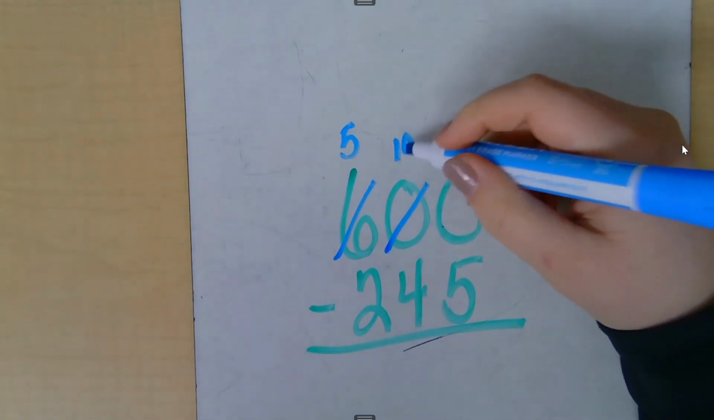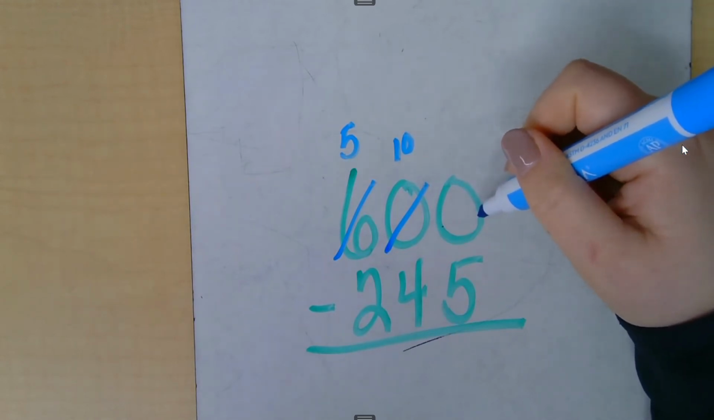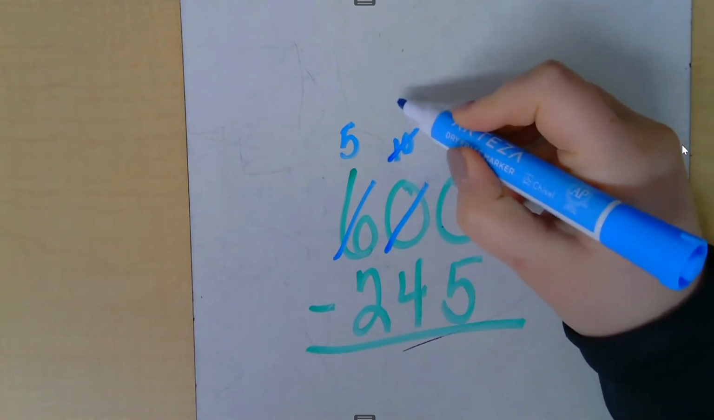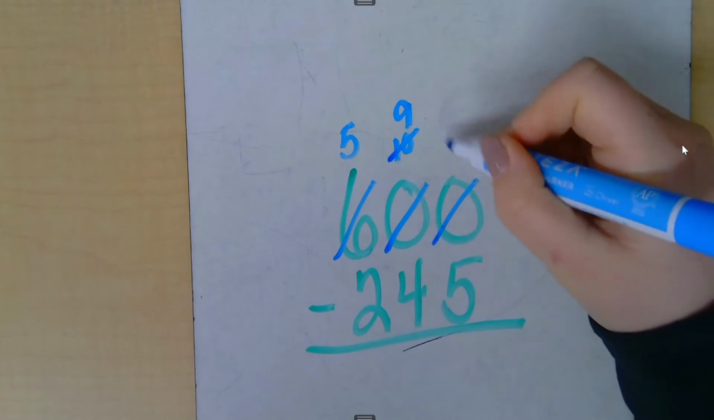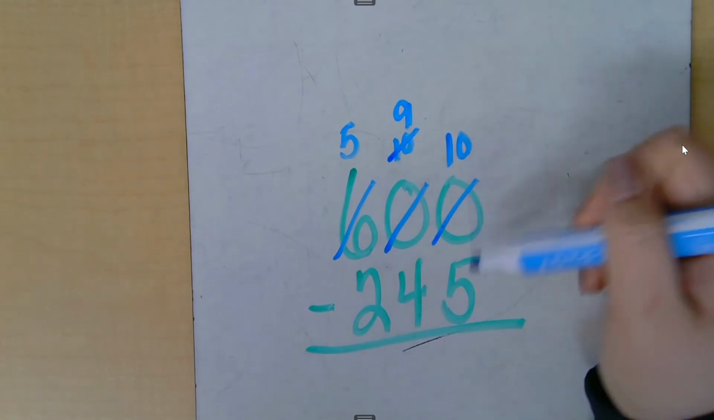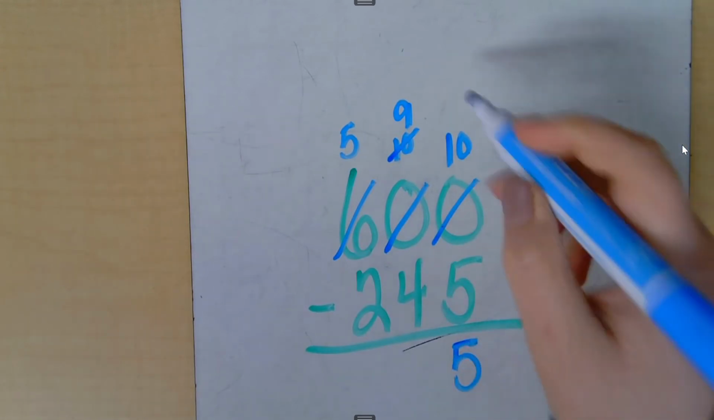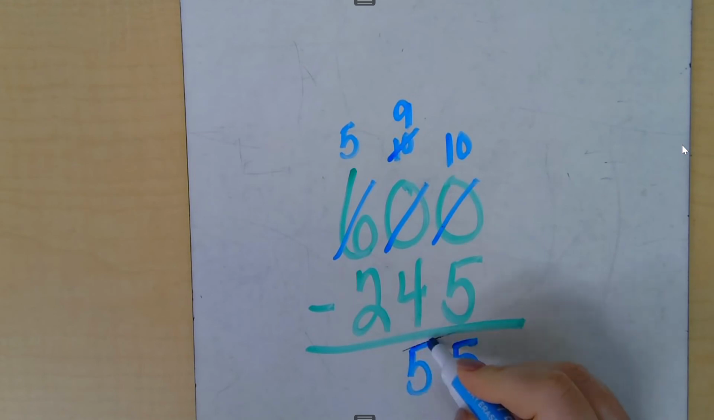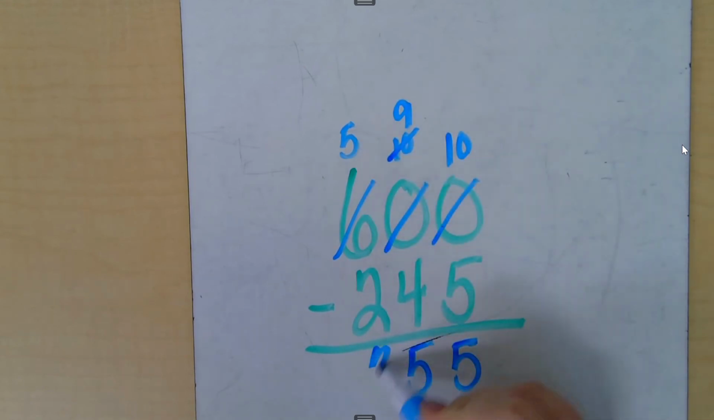Okay, now the tens place has something to help the ones place with. So this 10 becomes a 9, so that we can have 10 ones in the ones place. Okay, so 10 minus 5 is 5. 9 minus 4 is 5. 5 minus 2 is 3.